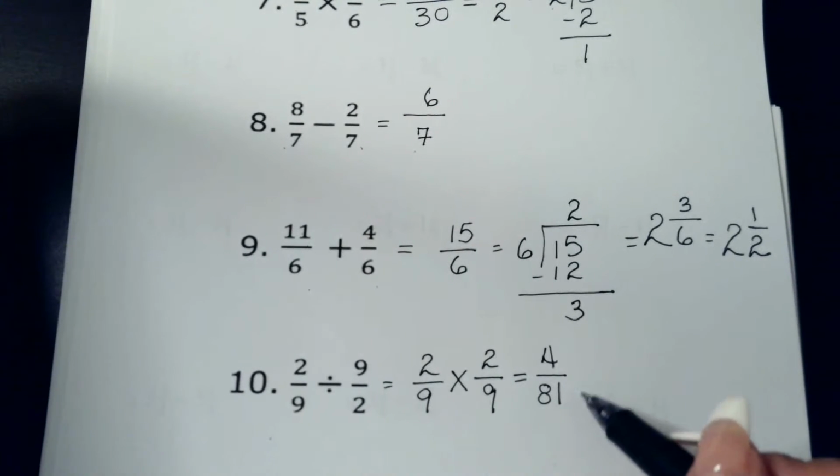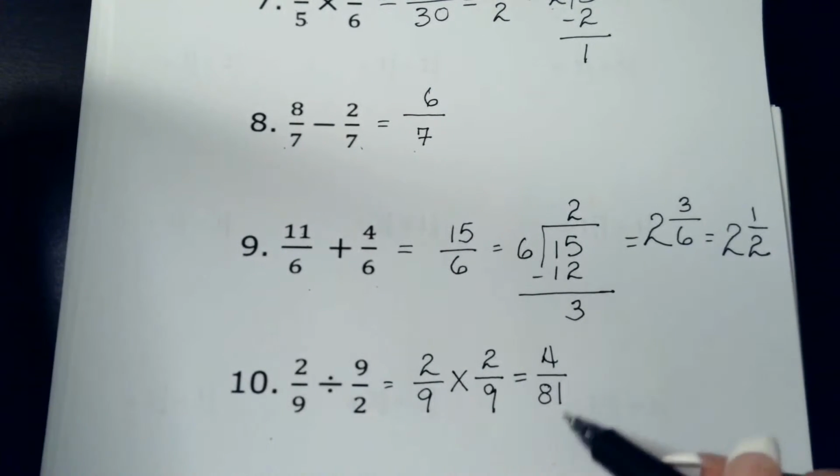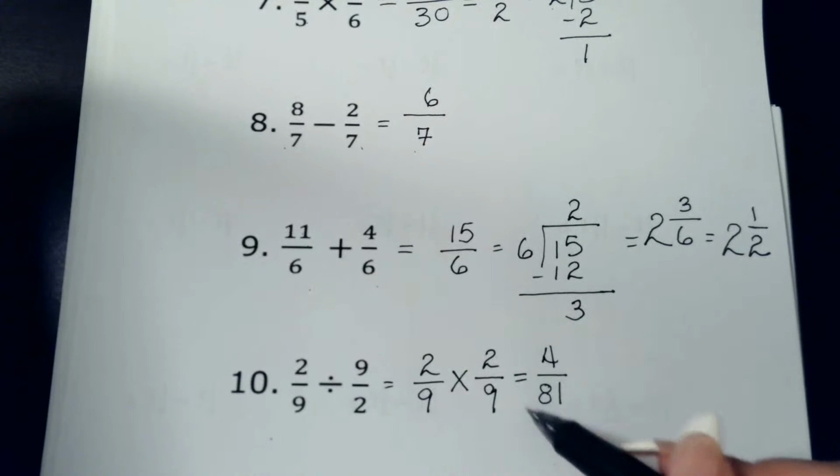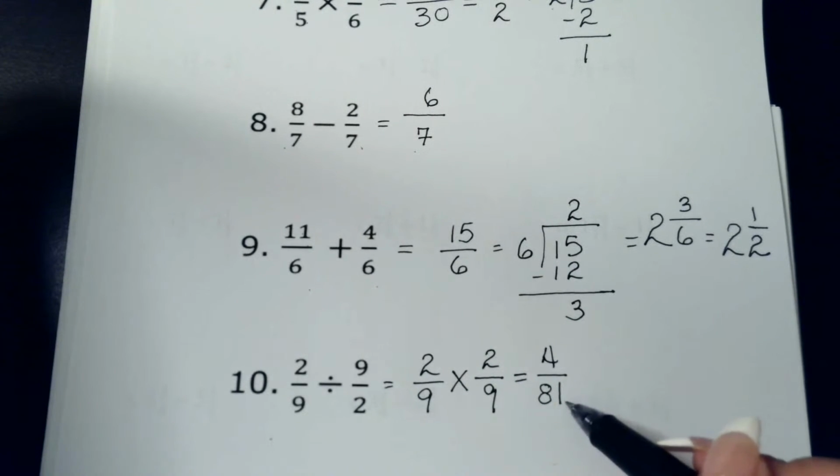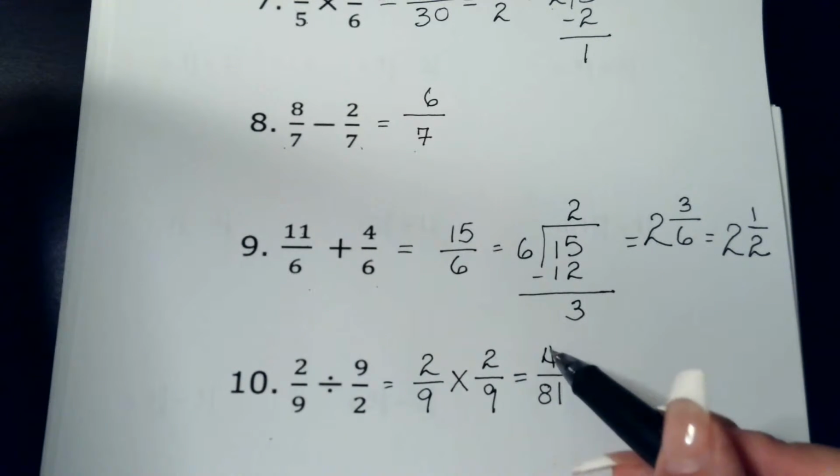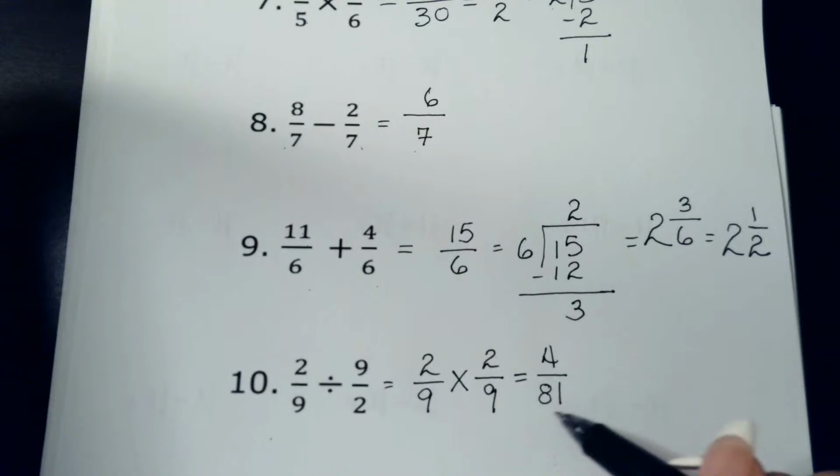All right, in looking at these numbers, do they have any common factors? Can 81 be divided by 2? No, it ends in an odd number. Can 81 be divided by 4? No, in looking at that, we know that 80 is a multiple of 4, but not 81. So this is as simplified as it can get, 4 over 81.